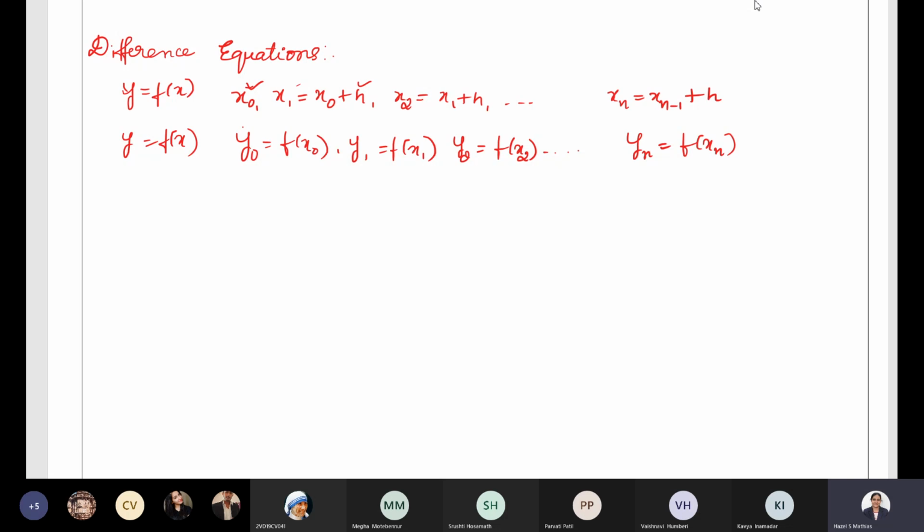We have learned how the forward difference is denoted. The forward difference operator is delta, and delta f of x is equal to f of x plus h minus f of x. And say for a particular value x equal to x0.